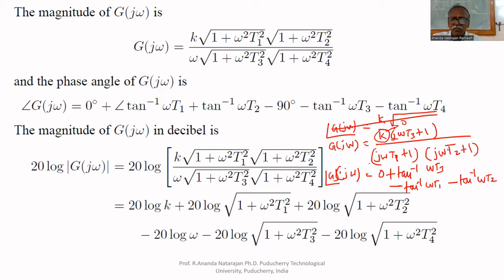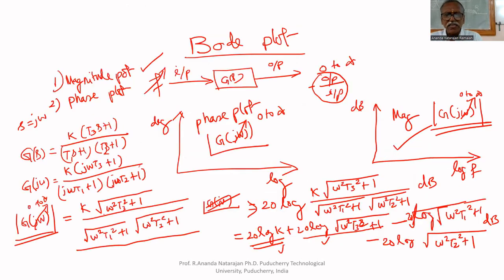So we have to vary omega from 0 to infinity and get different values. We can plot without doing any experiment. We can find the phase plot as well as the magnitude plot. That is called the Bode plot. So what we have seen here is we can find the plot for each factor separately, and then add all together to get the complete plot.